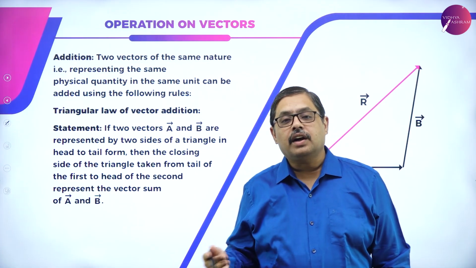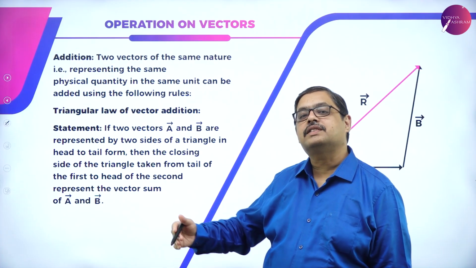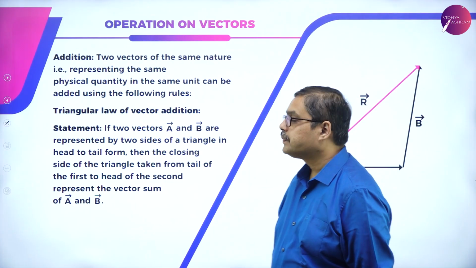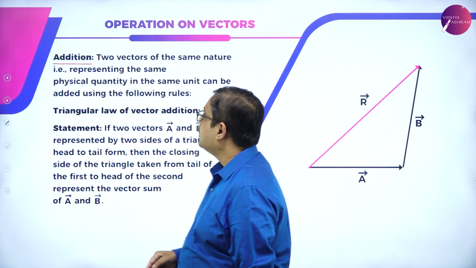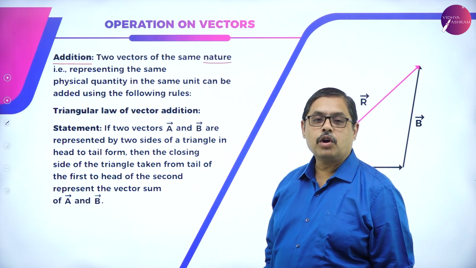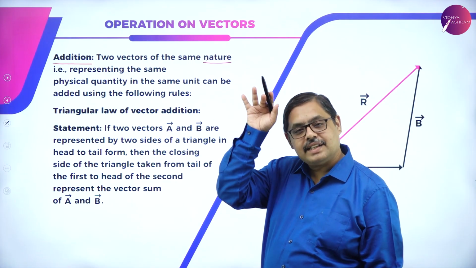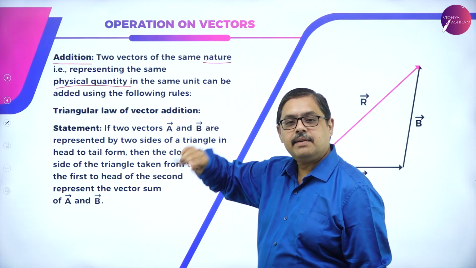Now let us try to understand how vectors can be mathematically operated. What are the operations that can be done on vectors? First is addition of vectors. What is addition? Two vectors of the same nature. What do you understand by same nature? They have to represent the same physical quantity.